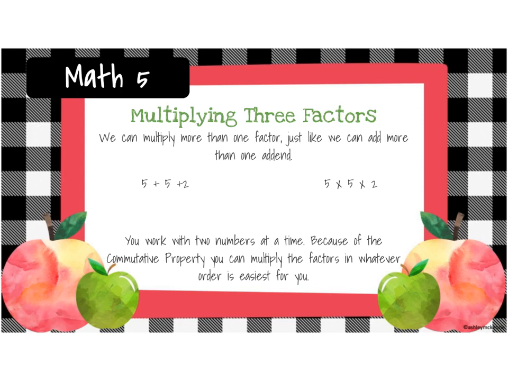Okay, so if I had 5 plus 5 plus 2, I can do that, right? I just start here. I go 5 plus 5 more is 10, plus 2 more is 12. Can I do that with factors? 5 times 5 is what? And 25 times 2 is what? 50. Okay? So just like how you add more than 2 numbers, you can also multiply more than 2 numbers.